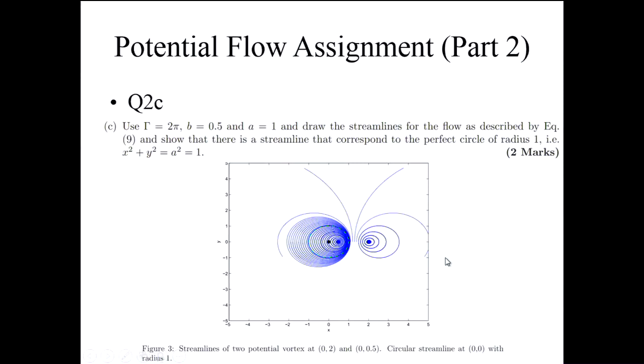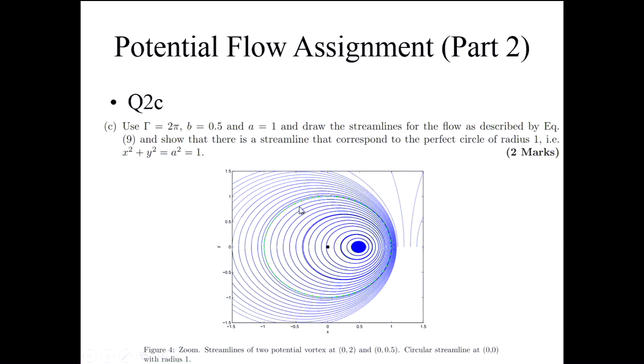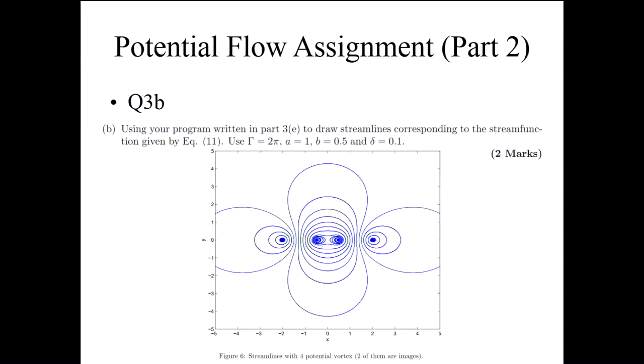And this is how it should look for Q2C. This question is for you to prove that one streamline looks exactly like a circle, which is shown by, let me zoom in, the green dashed line here. You should get something similar to this. And this is Q3B. The flow field looks like this.